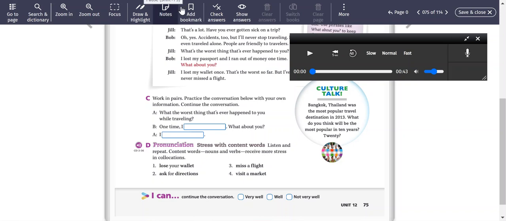Notice in part D, pronunciation, stress with content words. Notice the stress when we talk about these content words. Listen and practice. CD2, track 36.